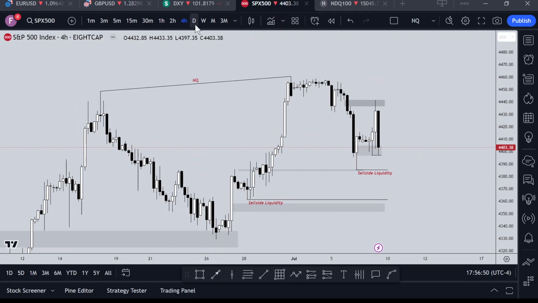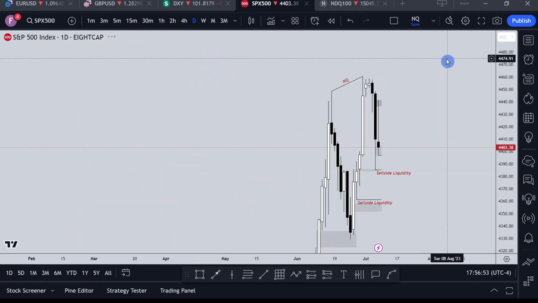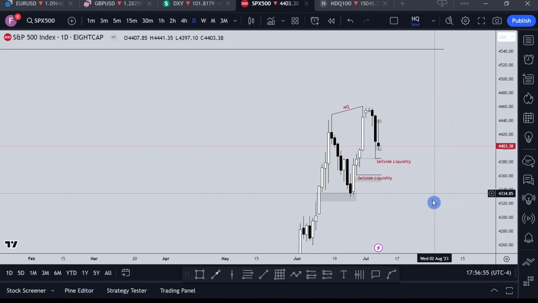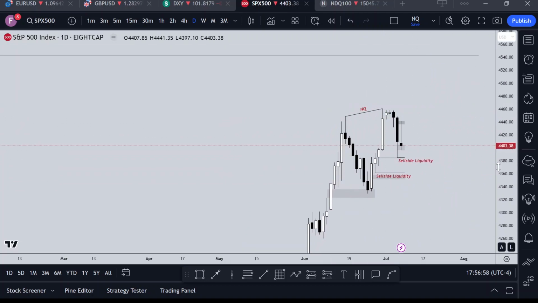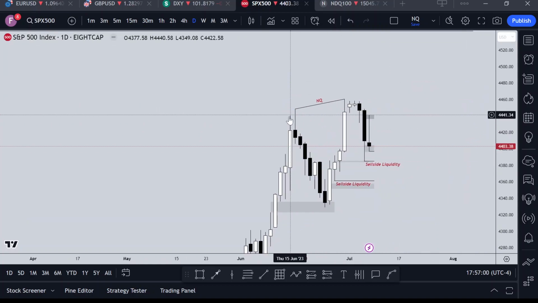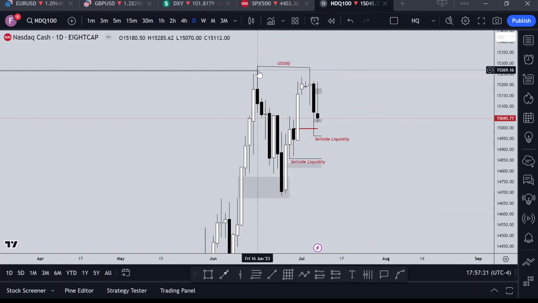Now S&P 500. We have cleared this high here on S&P 500. This very high, which comes now Friday, 16th June 2023. This high has been swept on the S&P 500, but this same high, if we check that same high Friday, 16th June on the NASDAQ, price didn't sweep that high. Same high Friday, 16th June 2023. NASDAQ failed to sweep that high.